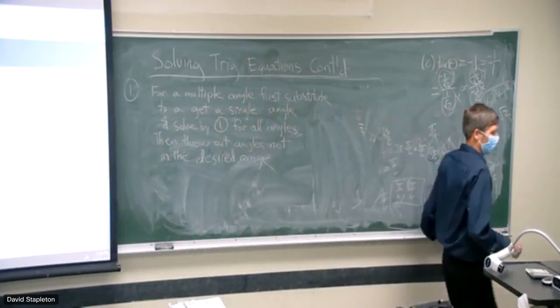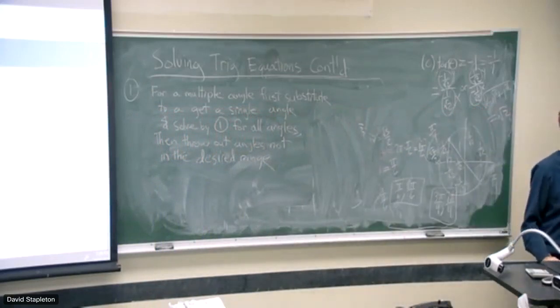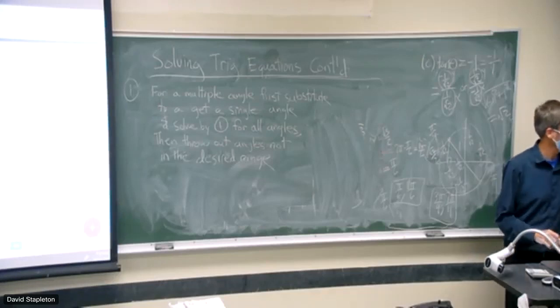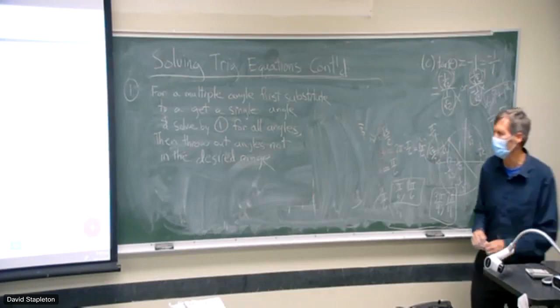So there's a problem here. Here's one of your homework problems. This is number 8. 2 sine of 3 theta equals square root of 3.